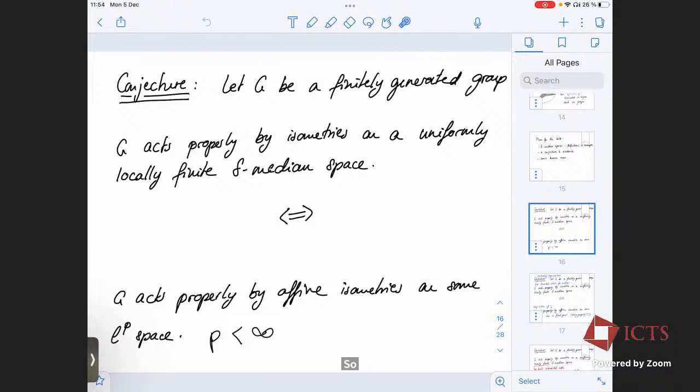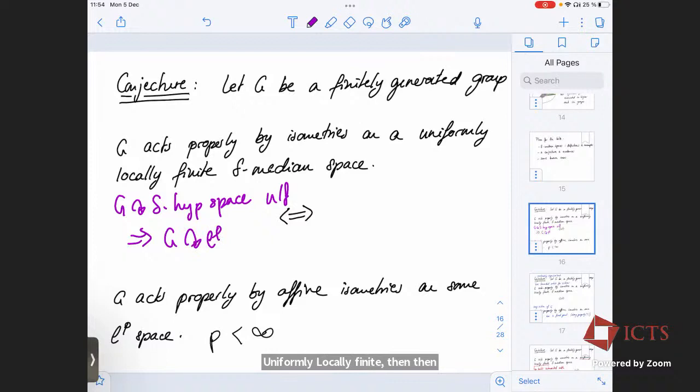Yeah, what we know is that if G acts on a delta hyperbolic space, uniformly locally finite, then G acts on some LP. And also the conjecture is true if you put zero median and P is equal to two. So for zero median, we know that proper action on a median space is the same thing as proper action in a Hilbert space. That's some work I did a long time ago. And so we know that this is the same.